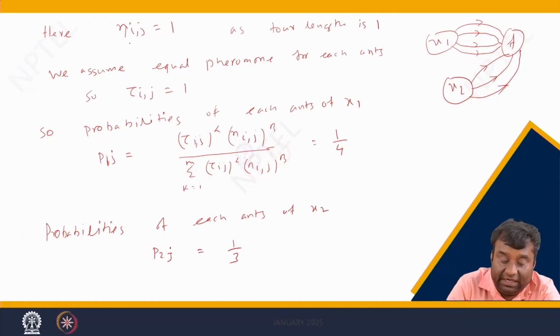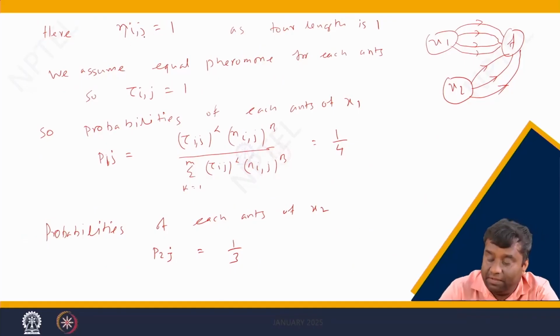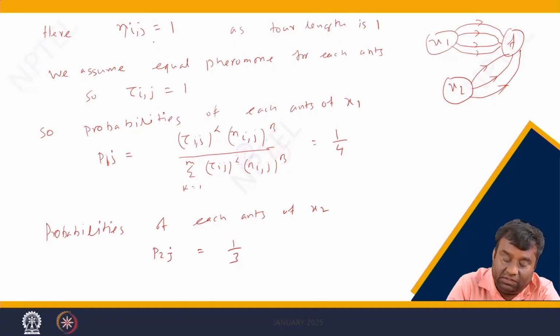Next, eta ij is equal to 1, because this is x1, this is x2, so only one path. So the length is 1, so that is 1 by dij, so eta is 1. We assume equal pheromone for each ant, so tau ij is equal to 1. So tau ij is 1, eta ij is 1. So now the formula becomes simple.